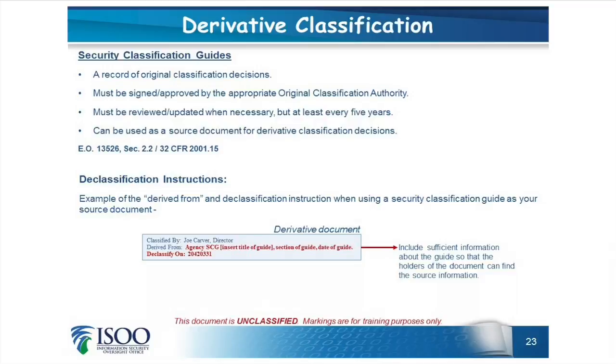EO 13526 and 32 CFR 2001 have established a fundamental classification guidance review program whereby all classification guides go through an extensive review process every 5 years. We suggest to agencies that have a large number of guides to set up a review process so that 20% of their guides are reviewed each year. In this example, we have shown what the derive from line and declassify on line would look like when using a classification guide as your source document. Again, be as specific as possible when describing your source document.